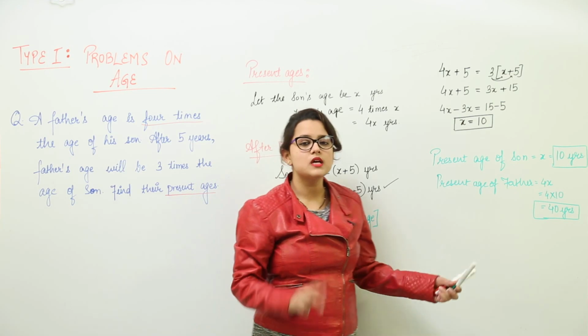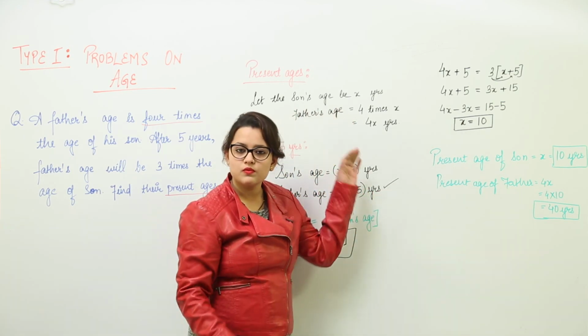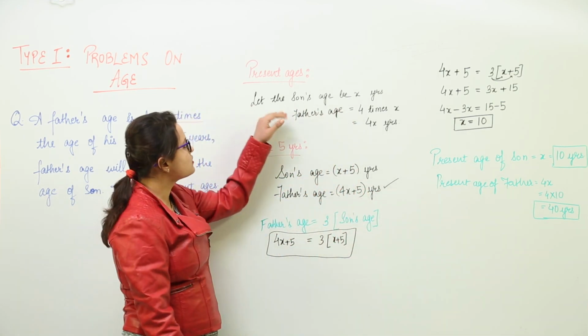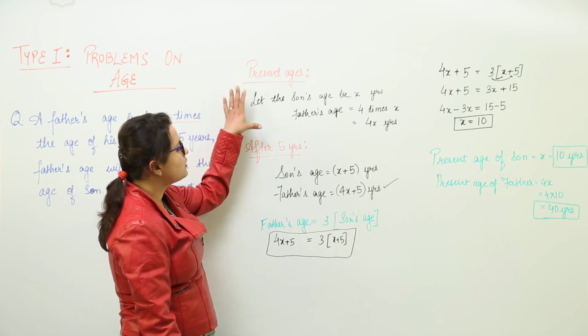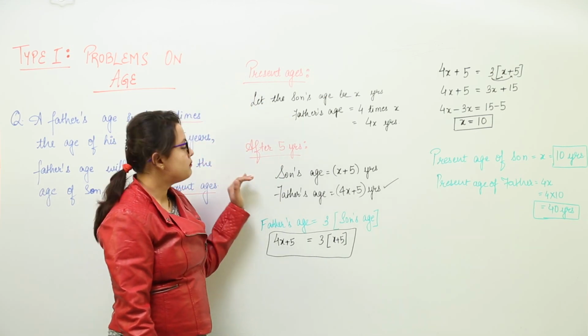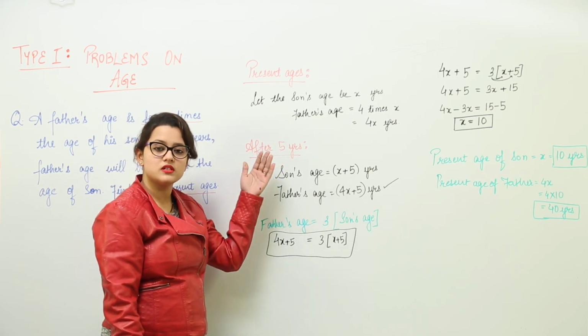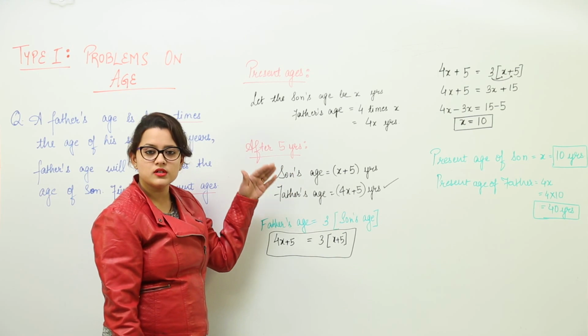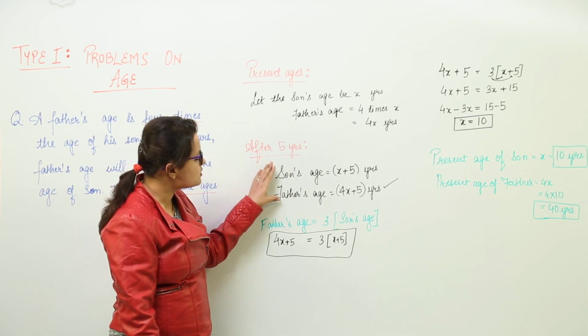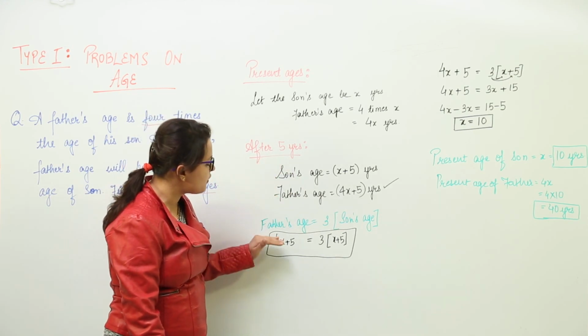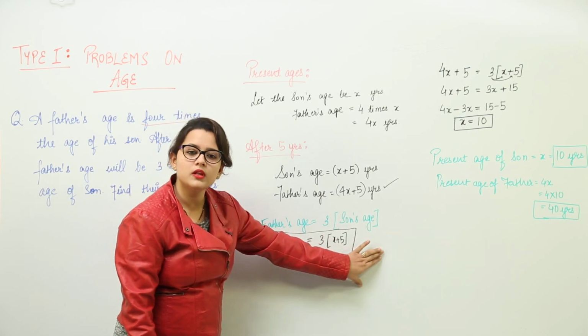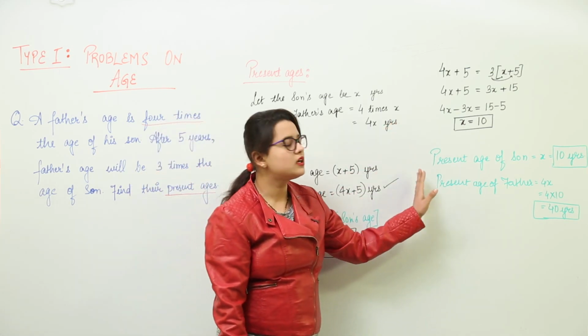Such questions are to be answered in this way only. Every age question has to have the present age. Then maybe you can get a question in which the age is given for previous years, like 3 years back or 4 years before. You can write those ages, and after that in the third step you find the equation. Once you have formed the equation, you can solve it further and get your answers.